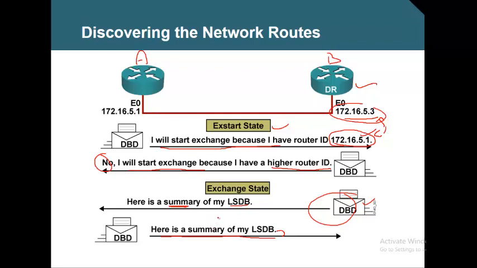Once A receives the DBD, A will say, thank you, I received your DBD. Here is my DBD. And B says, okay, thank you. I received your DBD. So B with the router ID 172.16.5.3 will share the DBD first, followed by A, because the one with the bigger router ID should send.